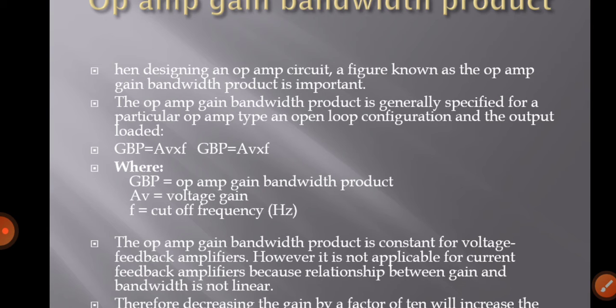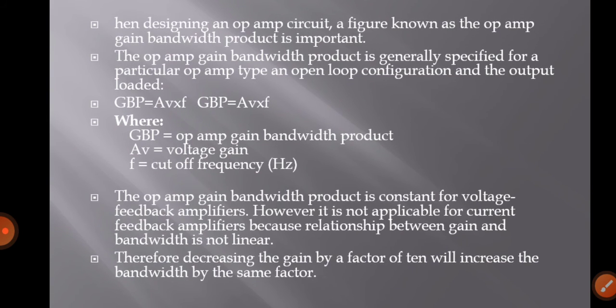The op-amp gain bandwidth product is constant for the voltage feedback amplifier. However, it is not applicable for the current feedback amplifier because the relationship between the gain and bandwidth is not linear. The bandwidth is inversely proportional to the gain. Therefore, decreasing the gain by a factor of 10 will increase the bandwidth by the same factor. I have already explained this. If the gain is increasing, the bandwidth is decreasing, right?